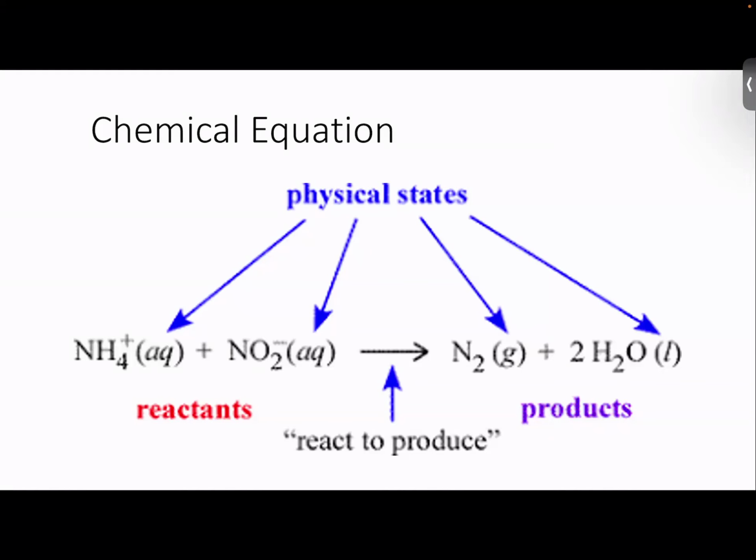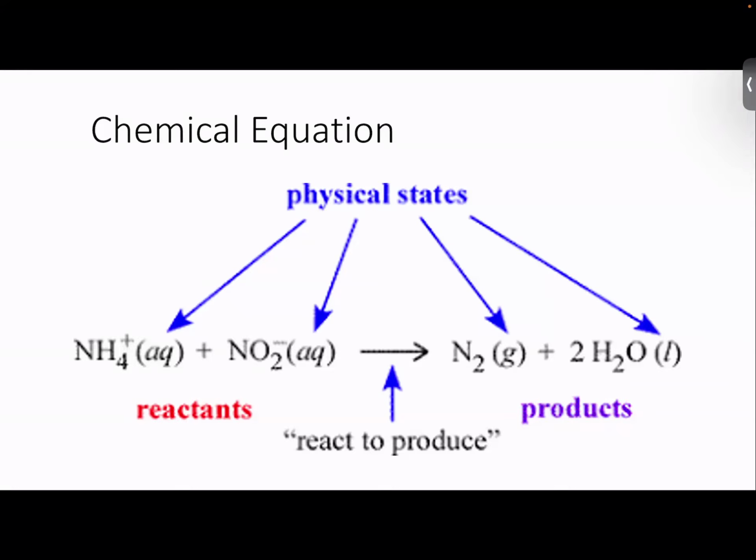Now, we're going to typically use a single-headed arrow in this class. However, when you get to college chemistry 2, you're going to find out that there's two types of arrows. There's single-headed arrows and there's double-headed arrows. They mean different things. But for the most part, we're going to talk about the single-headed arrow.